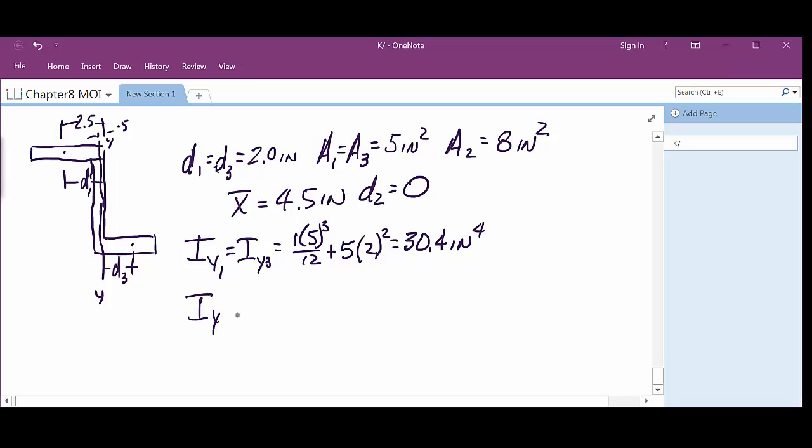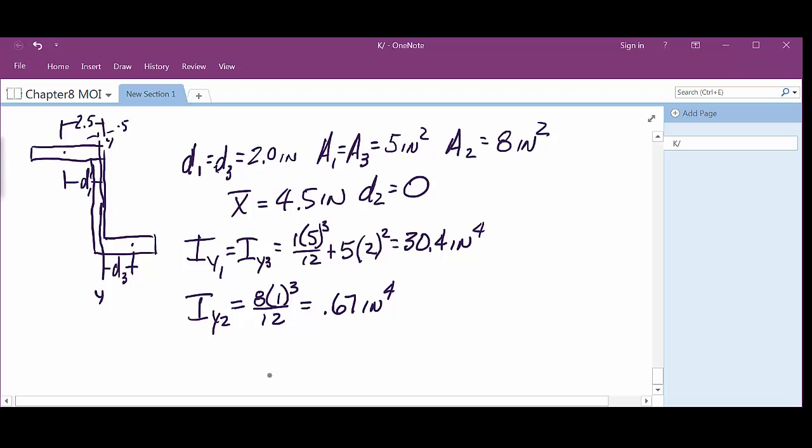Moment of inertia about the y-axis for number 2, the middle one there. The height is 8 times 1, the base, cubed divided by 12. There is no D value, so we're good putting the equal sign on this one. 0.67 inches to the 4th.